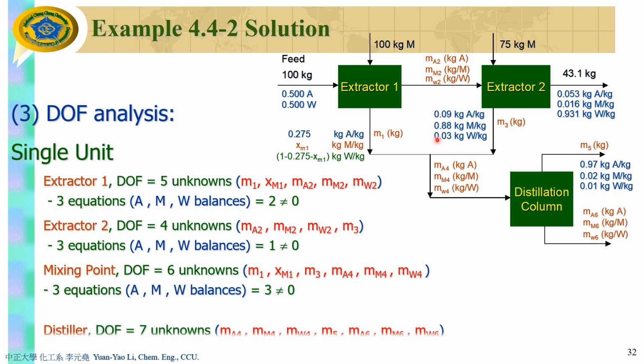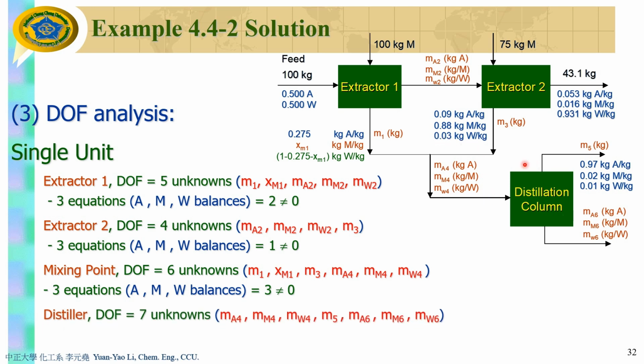Right, distillation column, distillator. Okay, you have one input stream, 2 output streams. 1, 2, 3, 4, 5, 6, 7. You have 7 unknowns. Again, there's no way to find out the answer you want. Okay, so you give up? No, you don't. You don't give up.